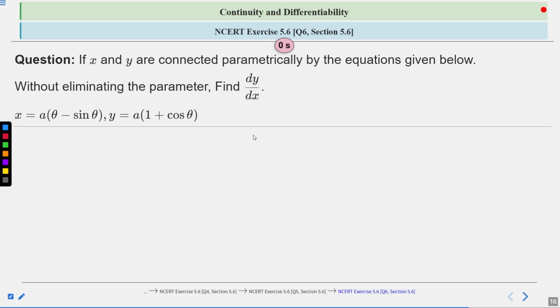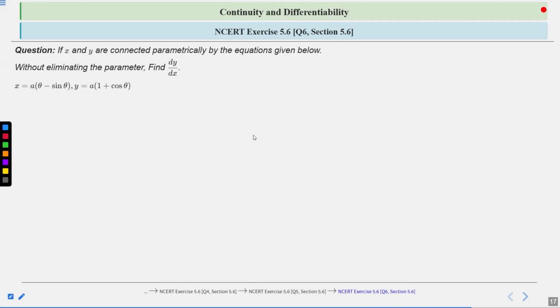Okay, let us move to the solution part. x is equal to a times theta minus sin theta and y is equal to a times 1 plus cos theta. We have to find dy by dx, right? The correct answer is minus cot theta by 2. Let us see the solution part.